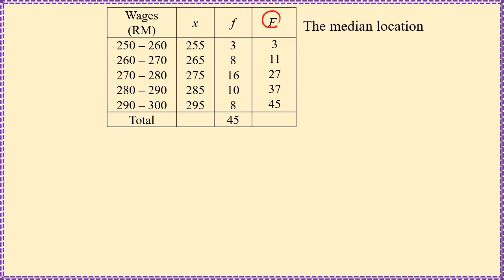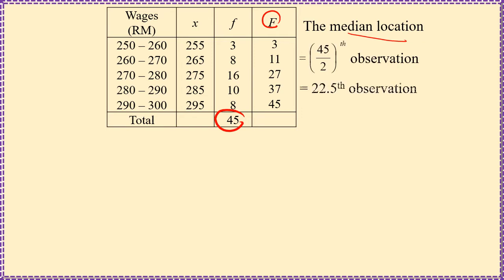Now for the median, we need to find the cumulative frequency first, and then the median location. The total frequency is 45, so 45 over 2 is 22.5 observation. Where is this located? Here is 1 to 3, then 4 to 11, and then 12 to 27. So 22.5 will be in between 12 to 27. So the median class is 270 to 280.